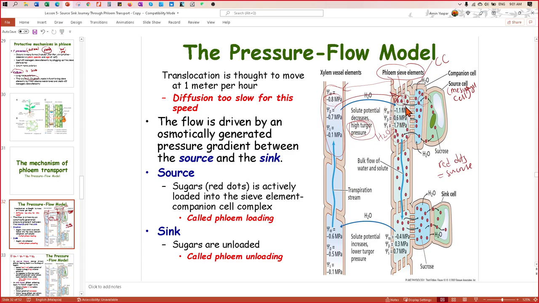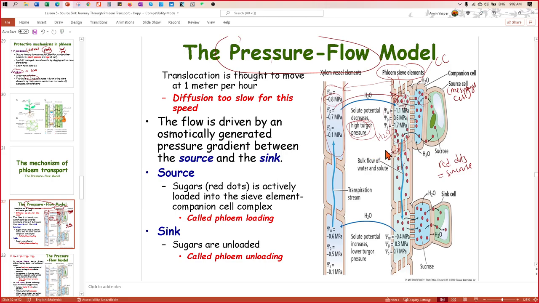So this will cause the pressure to cause movement from this region to the lower region. Okay? It's like a pump. Because of this high turgor pressure, I'm pumping it this way. That's why it's called the pressure flow. Pressure from lots of sucrose, lots of water flowing, because there is a perforation.